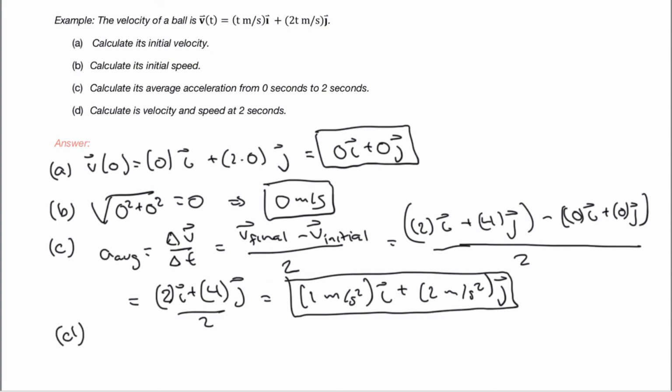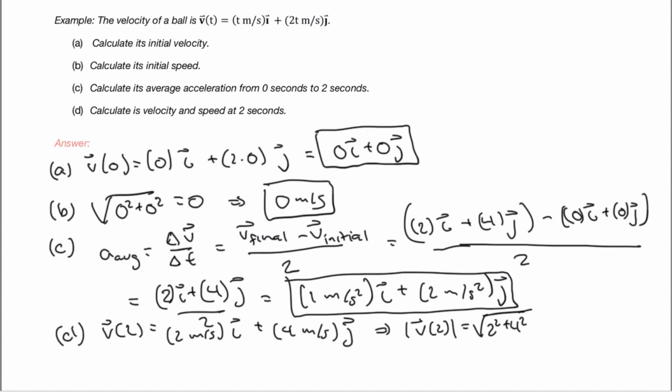In part D, we're asked to calculate its velocity and speed at 2 seconds, but we already had to find the velocity at 2 seconds in the previous problem, and so we can just rewrite that here as 2 meters per second i plus 4 meters per second j. And then to find its speed at 2 seconds, that's just the magnitude of that vector. So we apply the Pythagorean theorem. It's the square root of 2 squared plus 4 squared, and that comes out to be 4.5 meters per second for its speed.